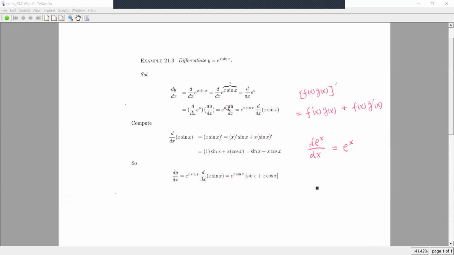Now I remove the intermediate variable u. I plug in x times psi of x for u. Then I have this equation. Here, I still have one derivative to compute. I compute this derivative here. After I get the result, I put the result back here.